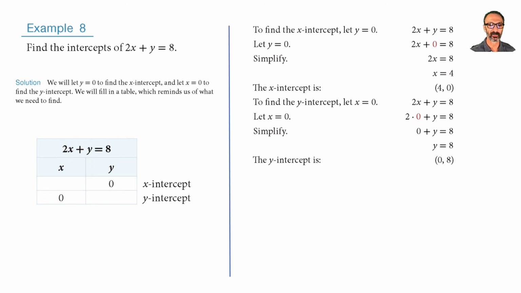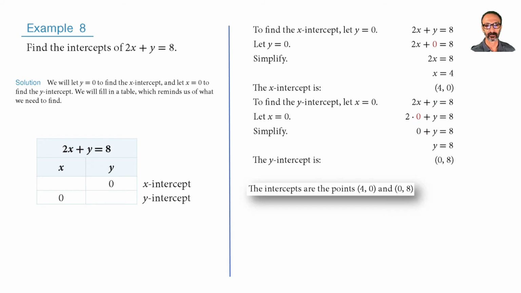We came up with those numbers 4, 0 and 0, 8. As simple as that. When you want to find the x-intercept, you cancel the y. When you want to find the y value, the y-intercept, you cancel the x. So the intercepts are the points 4, 0 and 0, 8. And this is a table to summarize your work.